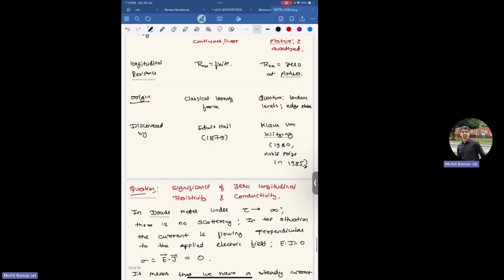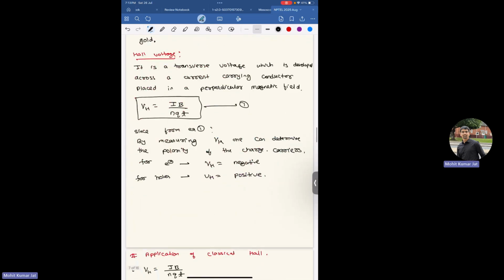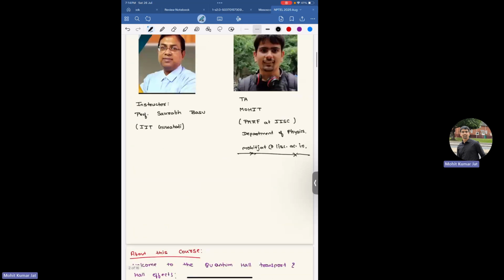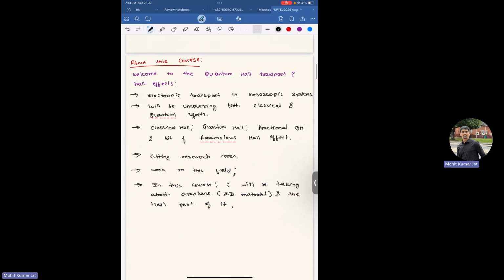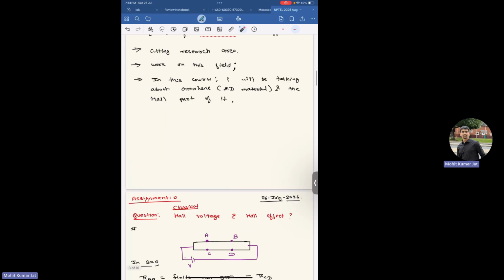So just to recap today's lecture, we discussed about the course, what will be there in this course. That will be discussing about the mesoscopic systems, then electronic transport in classical and quantum Hall effect, then classical, quantum, fractional, and anomalous Hall effect. We'll be discussing cutting edge research in this field, and in this course we'll be talking about graphene, 2D material and its whole component of it.